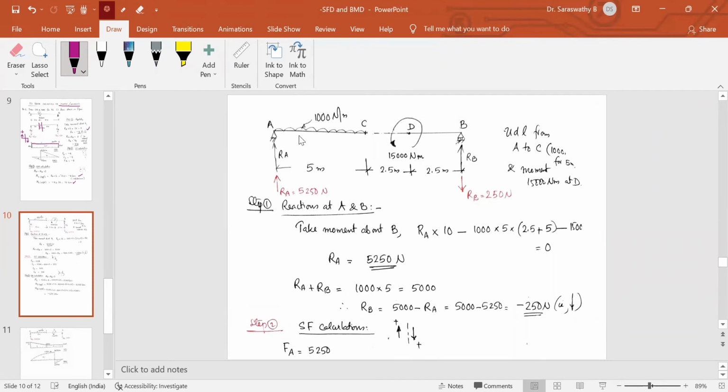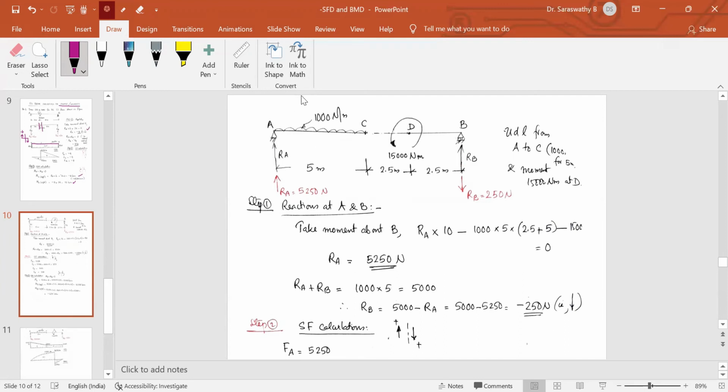In this case, there is a uniformly distributed load and a moment. So just similar to the previous example, always the first step, see, there is 1000 kilonewton per meter for 5 meter, and an anti-clockwise moment of 15,000 Newton meter acting at 2.5 meter from C. So find the reactions. How will you find the reaction? Take moment about B. I assume RA and RB upwards.